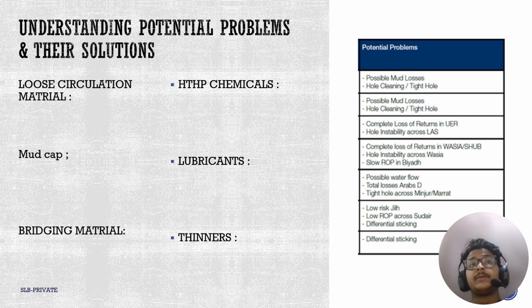Understanding potential problems, these are the main solutions for the main problems. As you can see here, we have the loss circulation material. We use it in loss situations such as total loss, partial loss, or seepage loss. We use the loss circulation material right before and during the loss situation.